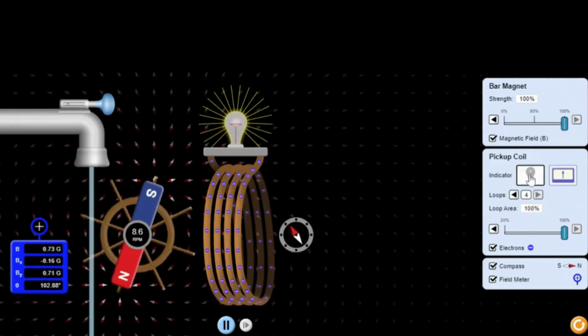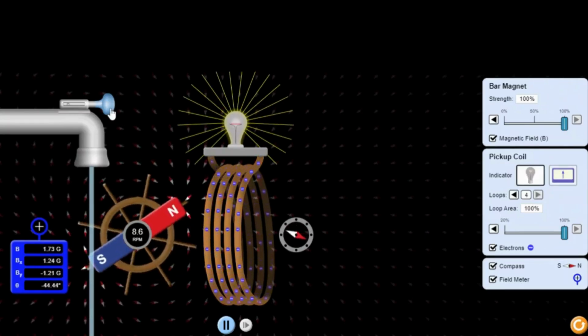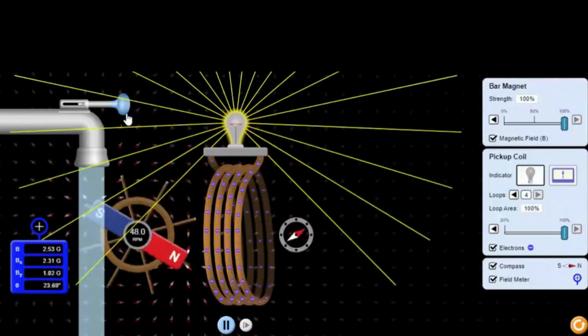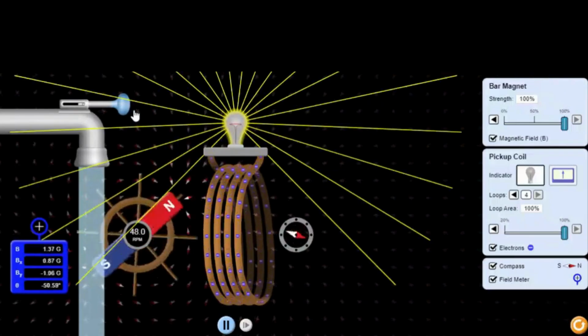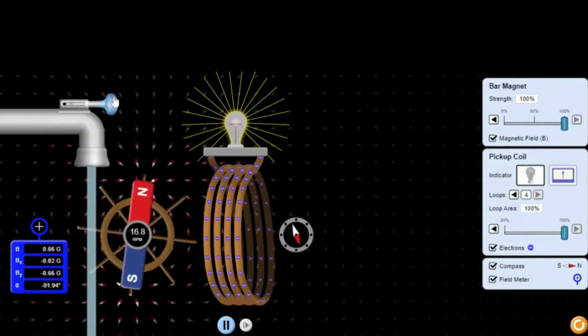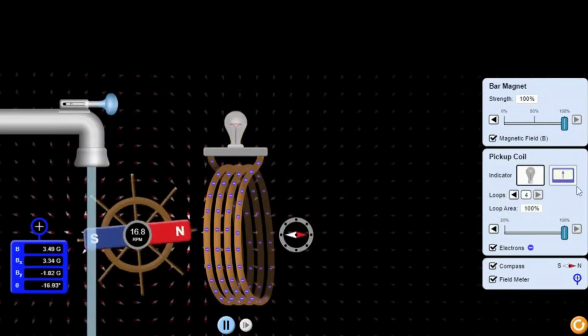4. Real-world application. The simulation provides a practical application of electromagnetic induction, which is the basis for many real-world technologies, such as electric generators and transformers. This helps students see the relevance of the concept in everyday life.